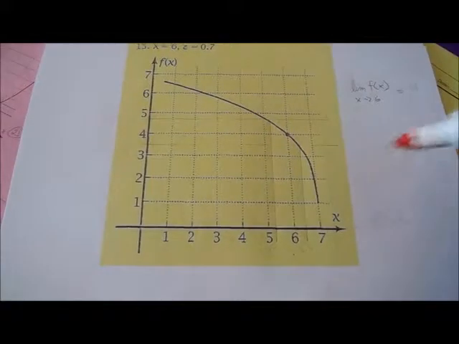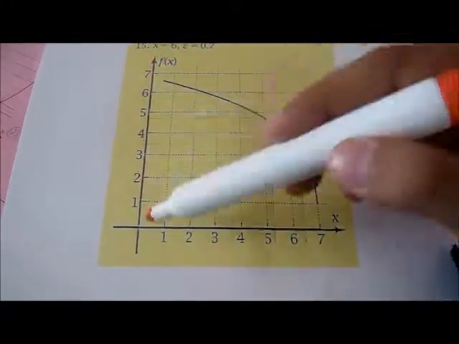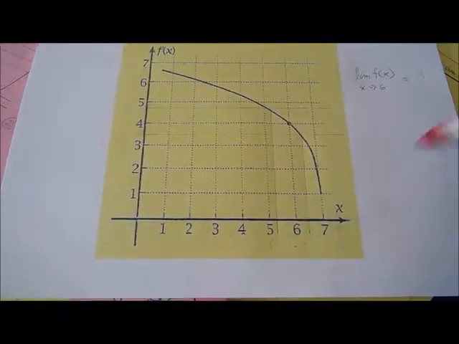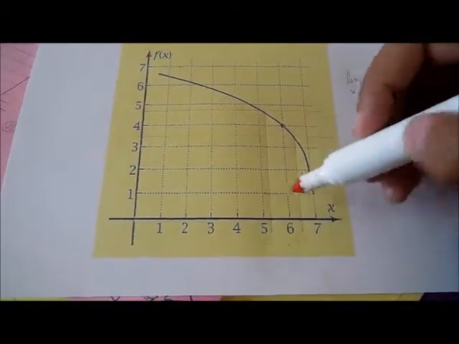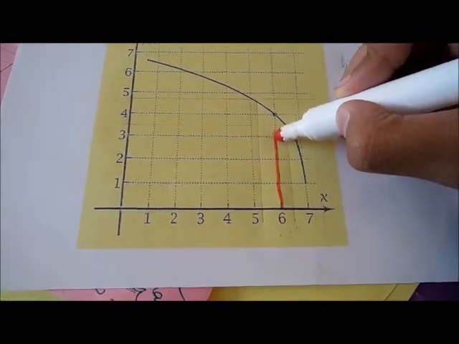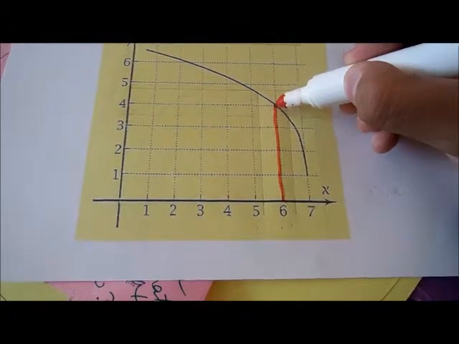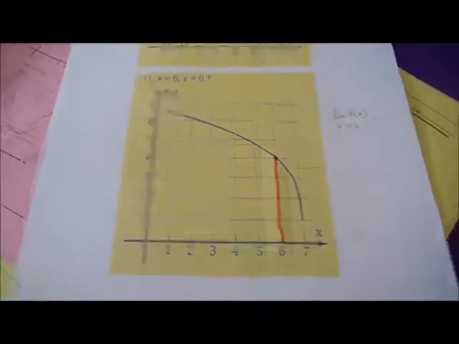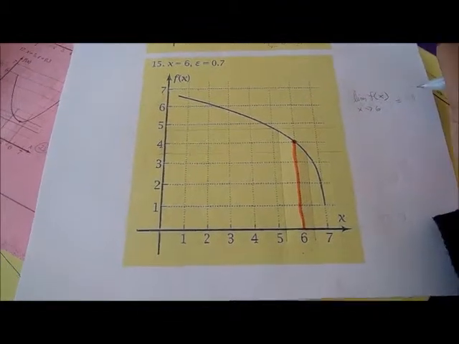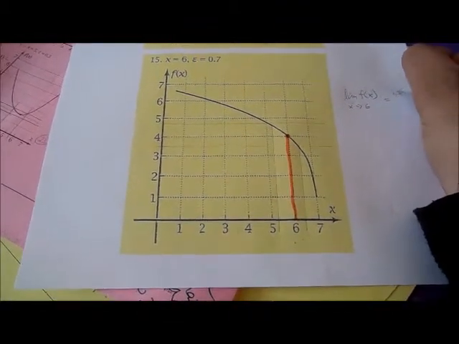So we're trying to figure out what is the limit of the y value, or the f of x value, as x gets closer and closer to 6. So as x gets closer to 6, y gets closer and closer to 4. So our best guess for the limit of f of x as x approaches 6 would be 4.